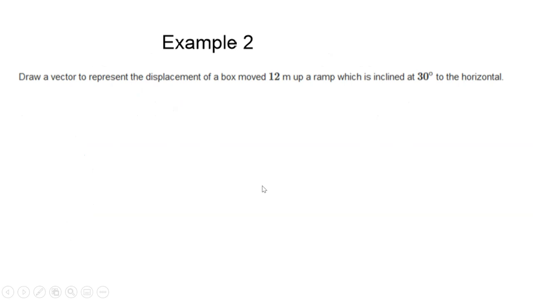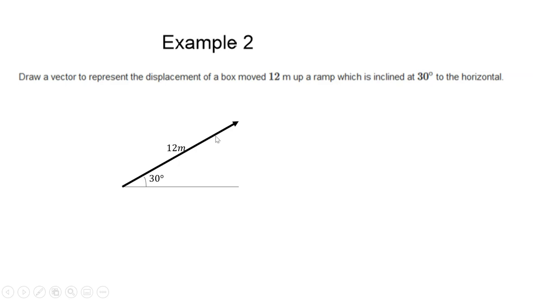Okay. So draw a vector to represent the displacement of a box moved 12 meters up a ramp, which is inclined at 30 degrees to the horizontal. Well, I'll show you what that looks like. So here's the line that would, and I probably should have made that thicker. Here's the line that represents the ground. 30 degrees to the ground would look something like that. So that's the 12-meter line right there. And there's my 30-degree angle right there.